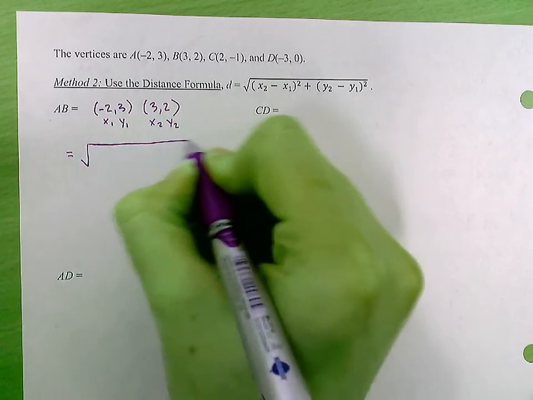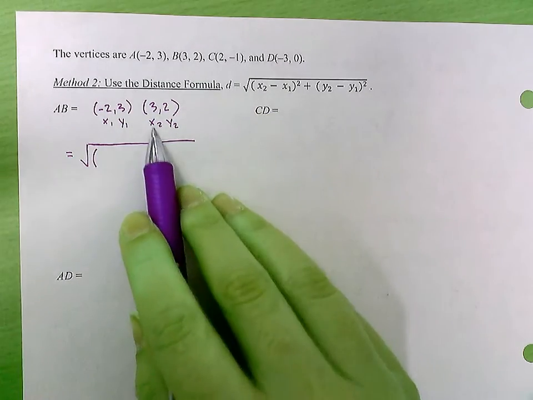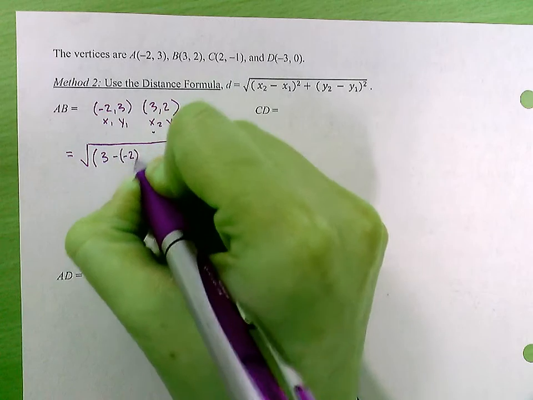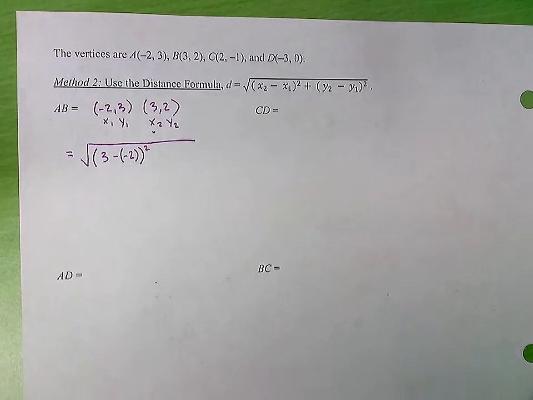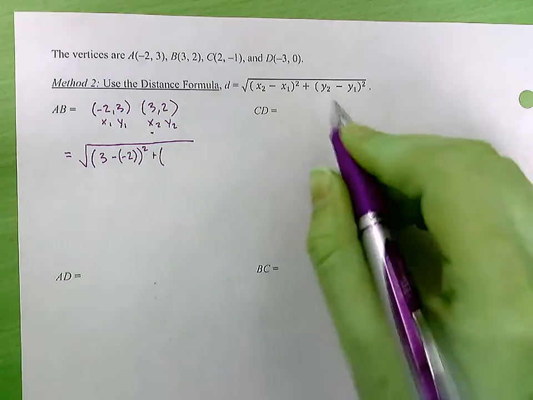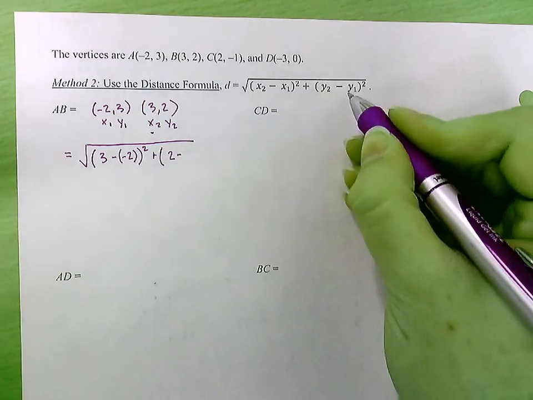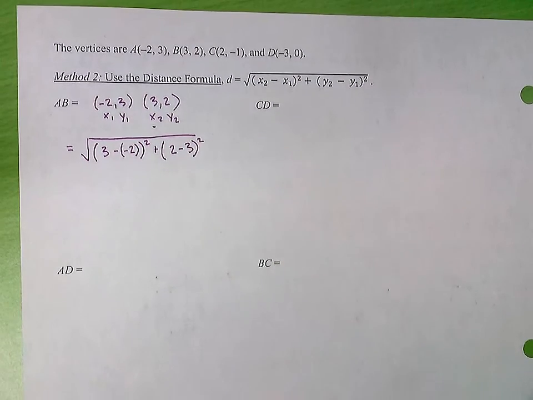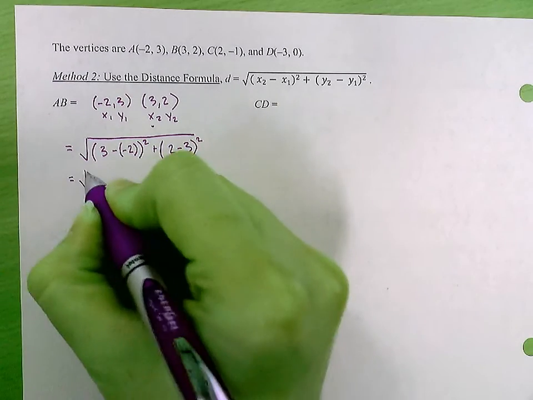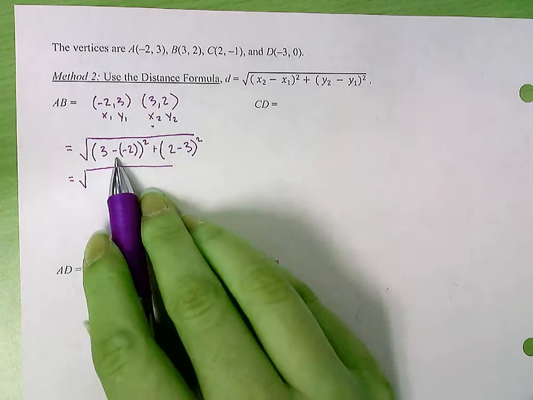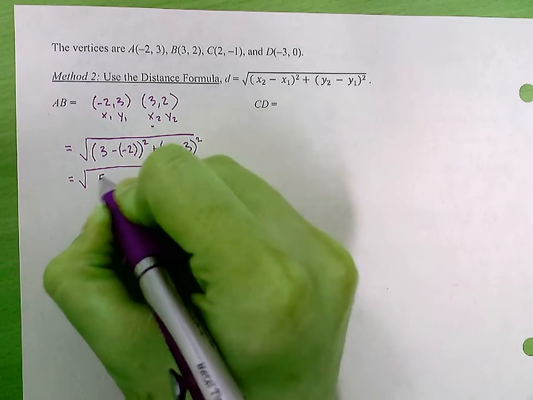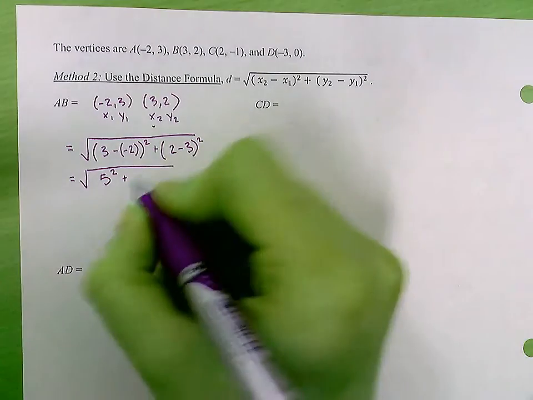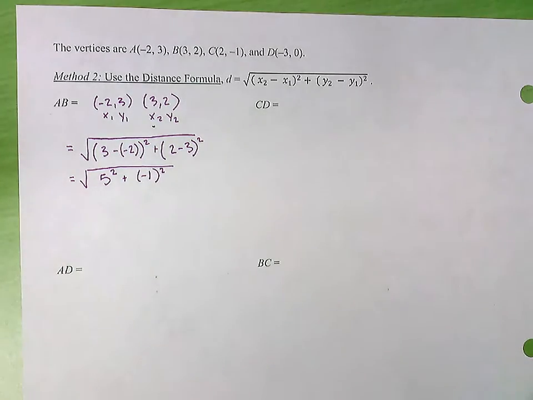Okay, so we have the square root of x sub 2, which is 3, minus x sub 1, which is -2, and that's squared, plus y sub 2, which is 2, minus y sub 1, which is 3, and that is squared. Okay, so I have 3 minus -2, that's 5 squared, plus 2 minus 3 is -1 squared.